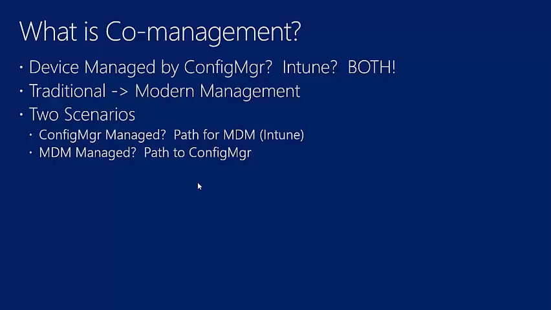The first is, if you have devices that are managed currently by ConfigMgr, then co-management is a path to MDM. And I put Intune there on purpose because specifically with co-management, you have to have Intune, right? Now, you could actually manage a device with another MDM vendor and ConfigMgr simultaneously, but that is not co-management. That is coexistence, and there is a very big difference, right? If you have a device that's MDM managed, in that case Intune as well, then co-management is a path to help get to ConfigMgr, so you can have the best of both worlds.